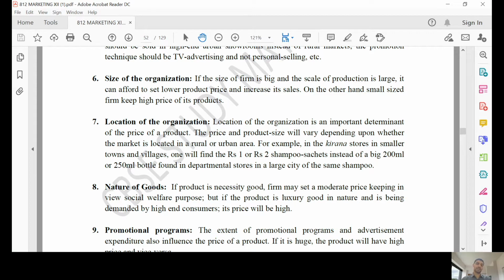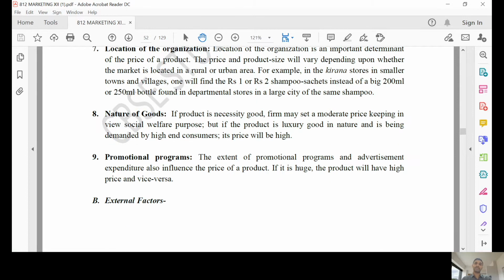Next important internal factor is nature of the goods. If the product is a necessity good, the firm may set a moderate price, keeping in view the social welfare purpose. But if the product is a luxury good, the marketer knows customers are ready to pay more, so naturally the company will keep a higher price. Next, promotional program. The extent of promotional program and advertisement expenditure also influences the price of the product. If it is huge, the product will have a higher price and vice versa.